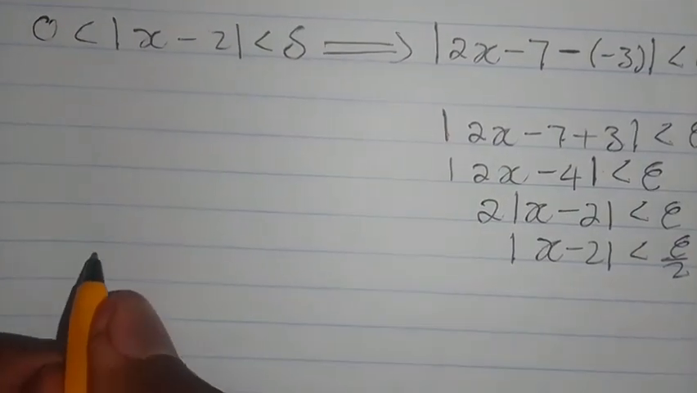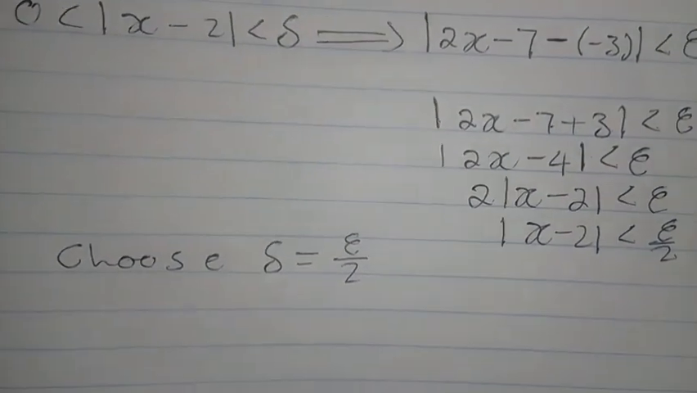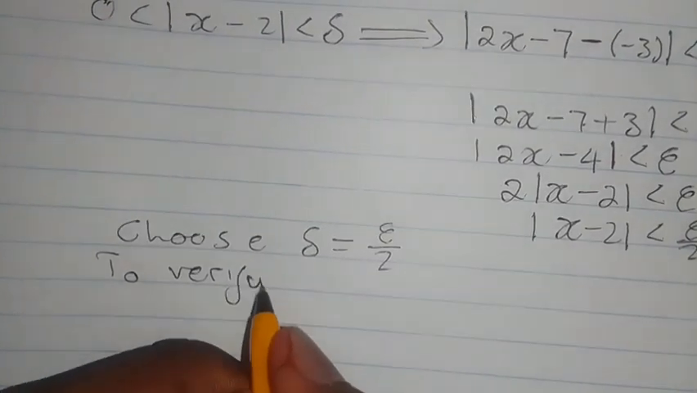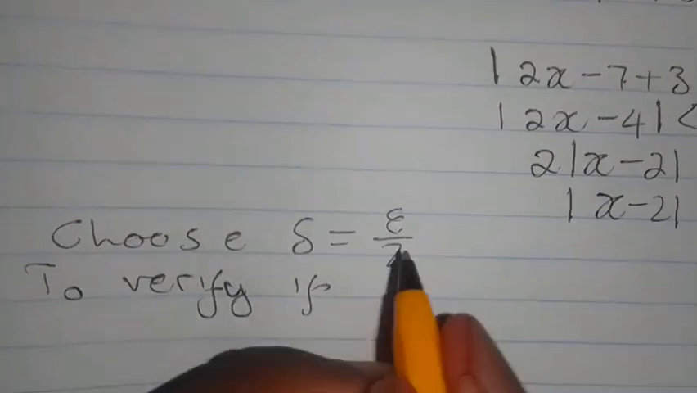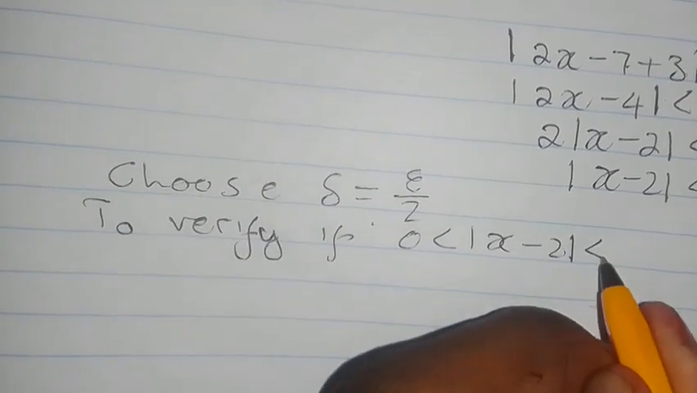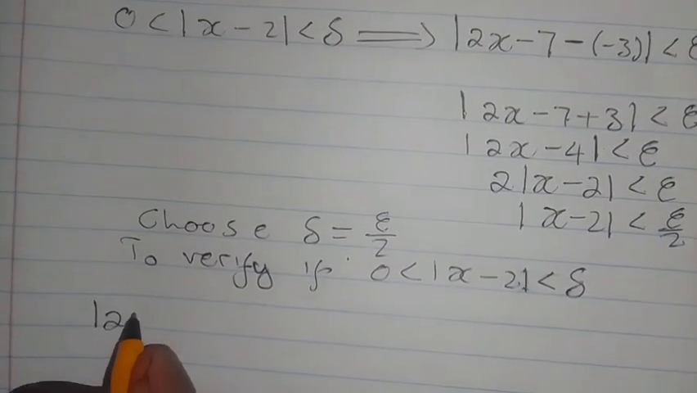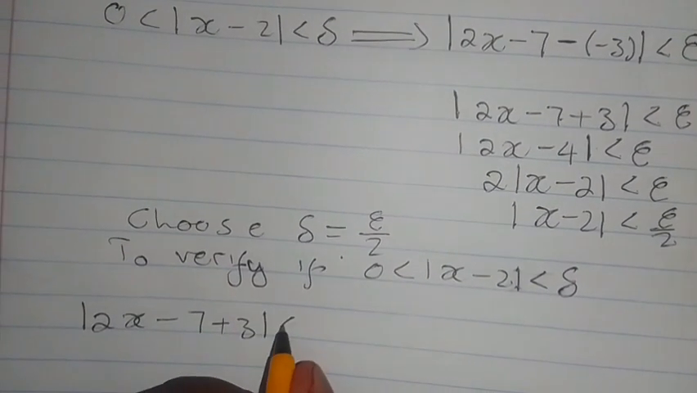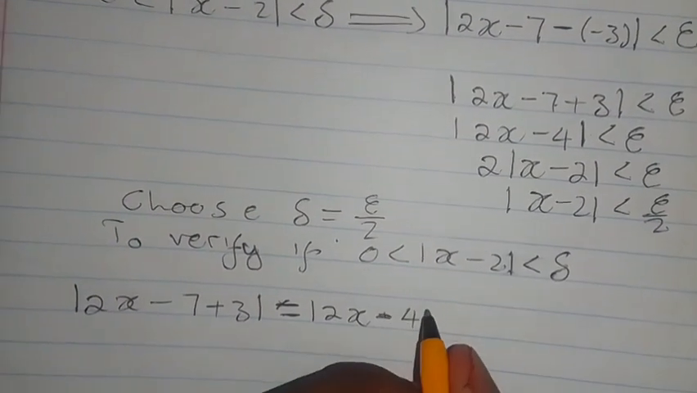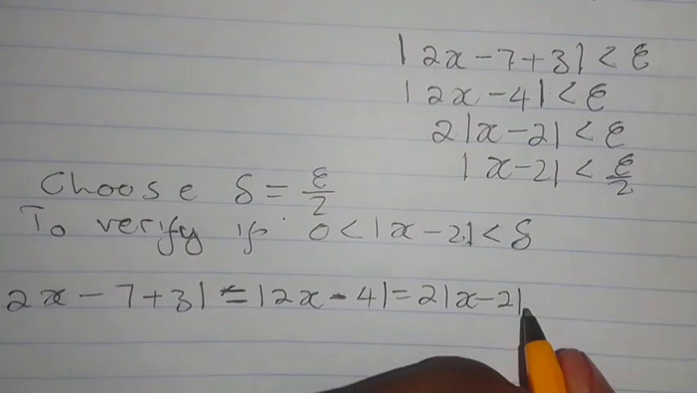And then you're going to choose delta equals epsilon over 2. Now you want to verify that if 0 is less than the absolute value of x minus 2 is less than delta, we'll actually use this, but it's simplified up to this version here. So you have the absolute value of 2x minus 7 plus 3, which will be equal to the absolute value of 2x minus 4, and this will be equal to 2 times the absolute value of x minus 2.